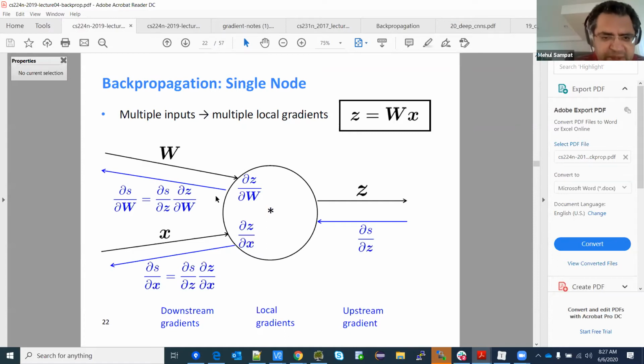So it's the same flowing pattern with multiple inputs and multiple local gradients. You have the upstream gradient, local gradients, and then the downstream gradients. Since you have two inputs here, you have two downstream gradients, del S by del W and del S by del X. Intuitively, if I change X a little bit, how does S change? How does the final score change? Or in the more general case, how does the loss change?